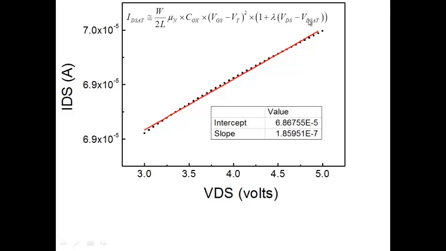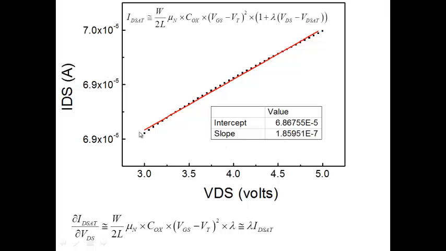So the current, if you zoom in, is increasing. Now what I can do is again fit a straight line, take an intercept and a slope. The slope is nothing but the derivative, and I can express it as W by 2L mu n C ox (VGS minus VT) square into lambda, the simple derivative. Normally lambda is small, so this whole first part we could approximately write as the current ID sat times lambda. So once I measure, the slope is given here.